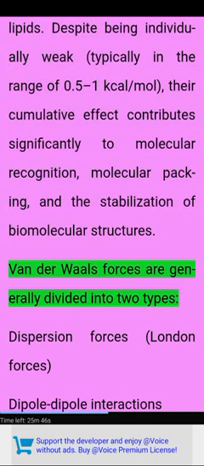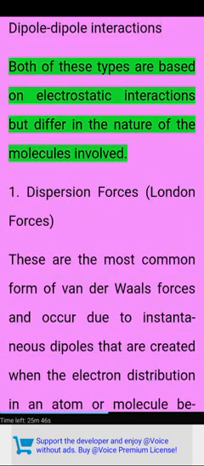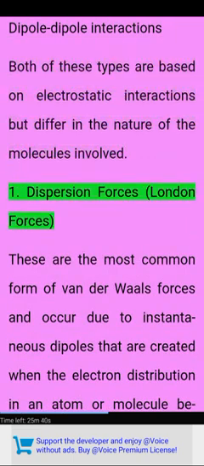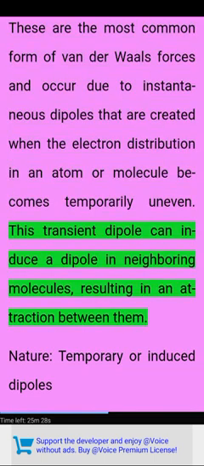Van der Waals forces are generally divided into two types: dispersion forces, or London forces, and dipole-dipole interactions. Both of these types are based on electrostatic interactions but differ in the nature of the molecules involved. 1. Dispersion forces, London forces. These are the most common form of van der Waals forces and occur due to instantaneous dipoles that are created when the electron distribution in an atom or molecule becomes temporarily uneven. This transient dipole can induce a dipole in neighboring molecules, resulting in an attraction between them.